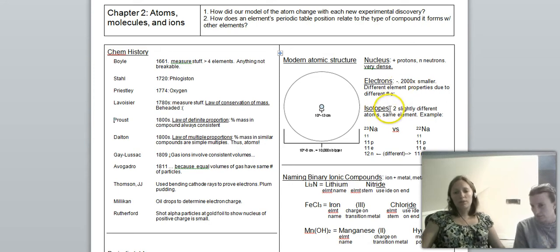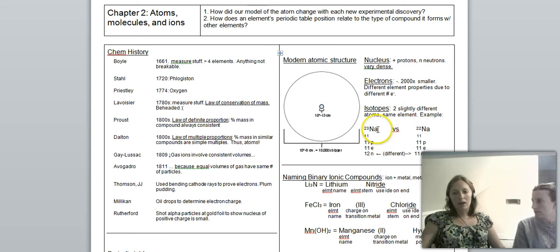Isotopes. If you remember, Dalton said that all atoms of the same element are identical. He was wrong. It turns out that you can have the same element, and it's the same element by the fact that it's got the same number of protons. You're defined as an element by how many protons you've got. But you can have different neutrons. It can vary up or down just a little bit.